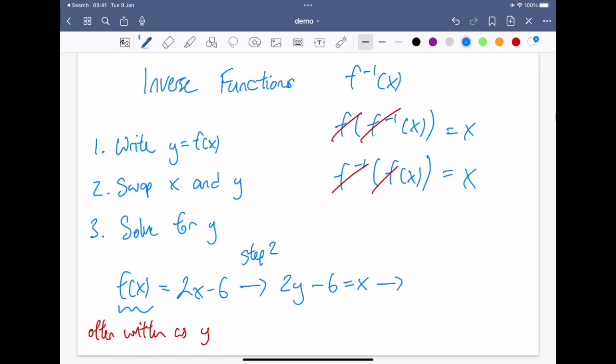Okay, so now on to step 3. Solve for y. And I would add 6 to the right side and divide everything by 2. So I would get x plus 6 all over 2. And that would equal the inverse of f of x.